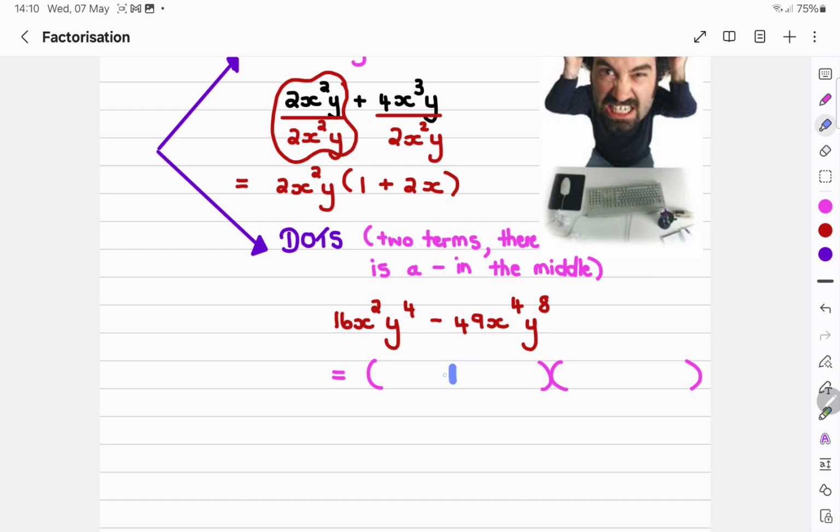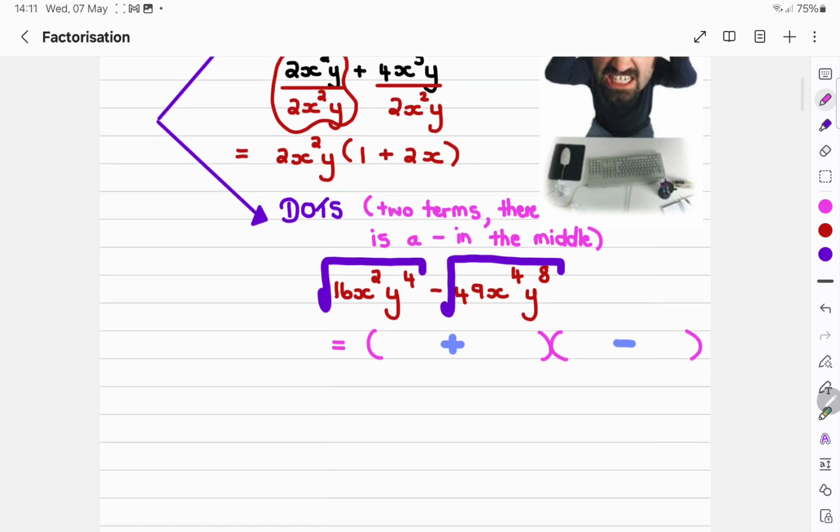In the middle, you've got a plus and a minus, or a minus and a plus, it really doesn't matter. And then I'm going to square root both of these terms, and that's the answer that I'm going to write into my bracket. So the square root of 16x squared y to the power 4 is 4x. Remember, there's an invisible 2. 2 divided by 2 is 1. We don't always write the 1. Y, 4 divided by 2 is 2.